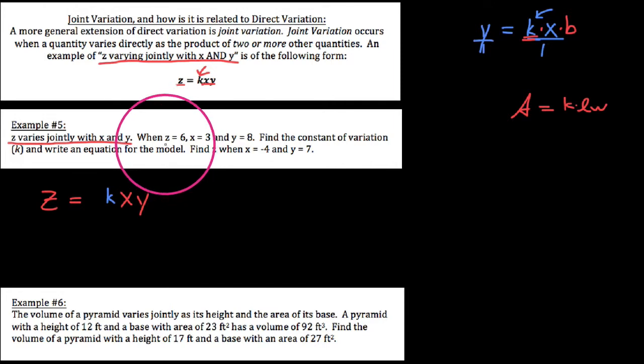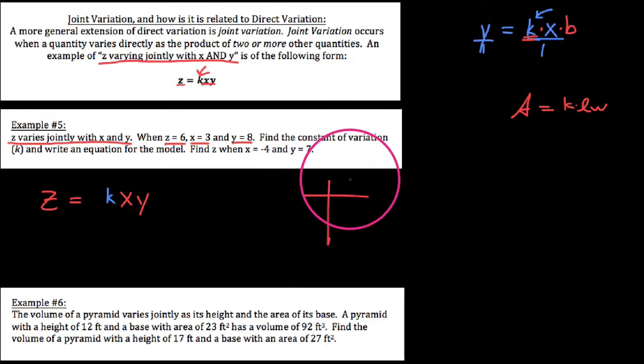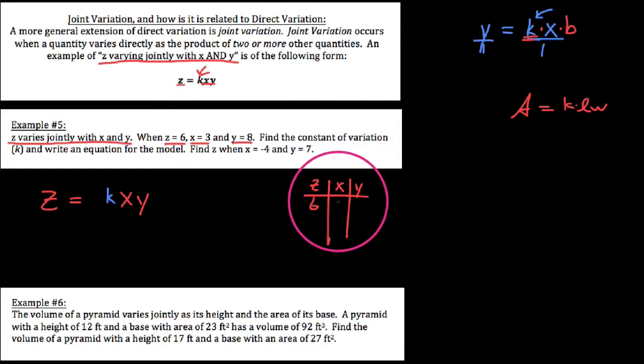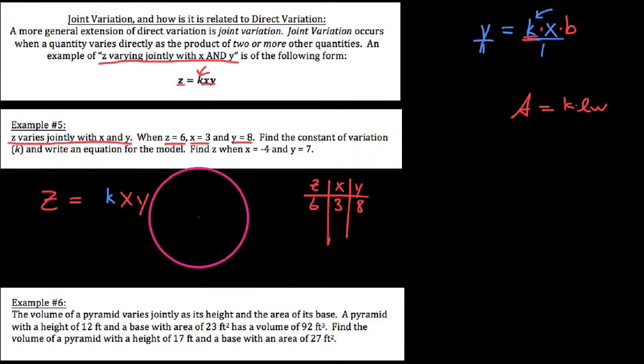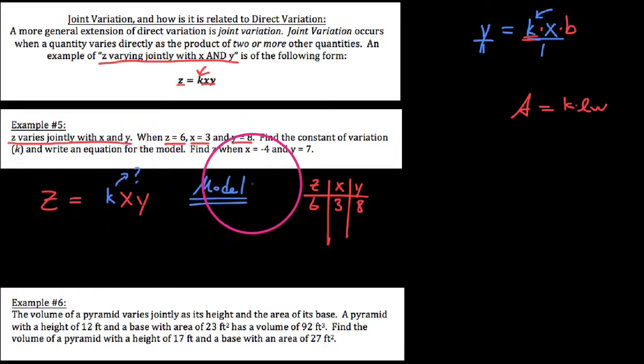So what we're told is when z is equal to 6, x is equal to 3, and y is equal to 8 respectively. In the past we wrote out a table, and this isn't stopping us from doing so. It would just say that we have a z with an x and a y. And so we would say z is 6, but only when x is equal to 3 and y is equal to 8. So I'm going to plug these values in to solve for what this constant of variation is, so that we can write a model that more generally describes what this is doing in this situation all the time.